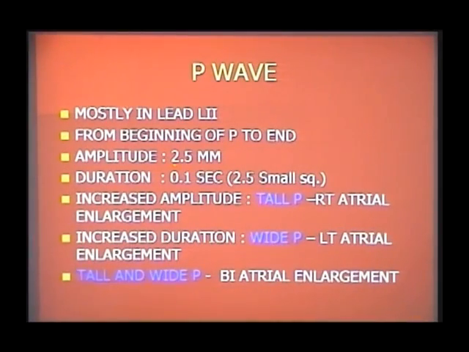The amplitude should not exceed 2.5 millimeters and the duration should not exceed 2.5 small squares horizontally, which means 0.1 or 0.12 second. Horizontally it should not exceed 2.5 squares, and vertically it should not exceed 2.5 squares. If it exceeds 2.5 squares vertically, it is called a tall P wave. If it exceeds 2.5 squares horizontally, it is called a wide P wave. So duration increase is wide, amplitude increase is tall.